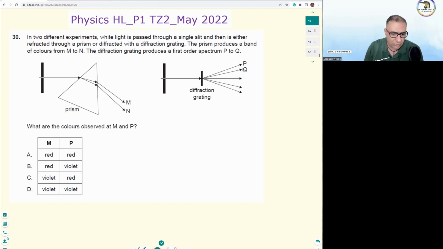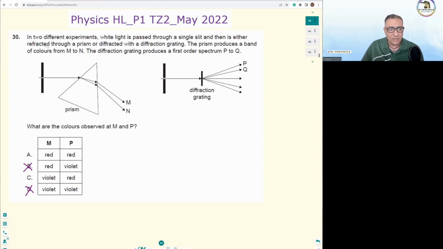So now when you look at this question, P has to be red, so we are looking at 50-50. I can exclude B and also exclude D. Now, the second phenomenon that we would like to refresh our memory about in order to solve this is the prism.